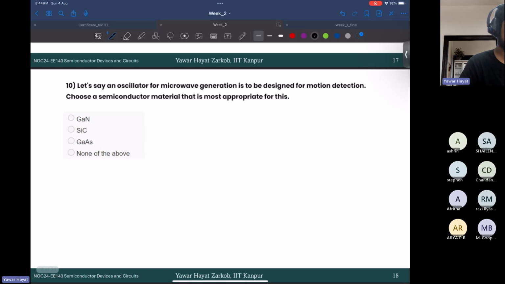Let's say an oscillator for microwave generation is to be designed for motion detection. What type of semiconductor material would be most appropriate for this? Would it be gallium nitride? Would it be silicon carbide? Would it be gallium arsenide? Or would it be none of the above, some other material? Please suggest if you have some other material in your mind. Anyone?